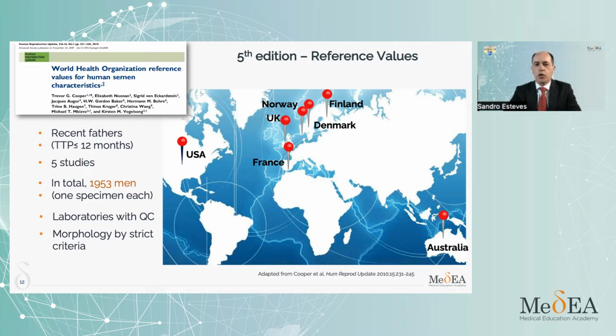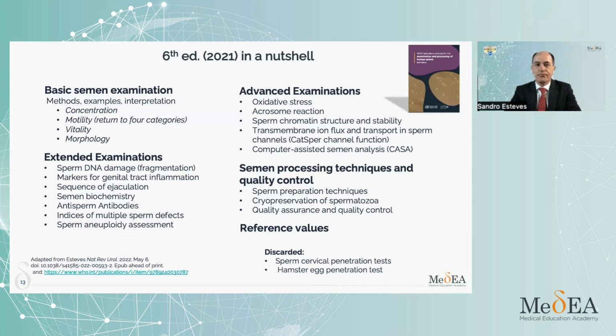However, criticisms were raised because data from only about 2,000 men from restricted geographic regions were used for generating the reference ranges. Despite that, the 2010 reference limits have been used extensively since the manual release for decision-making.